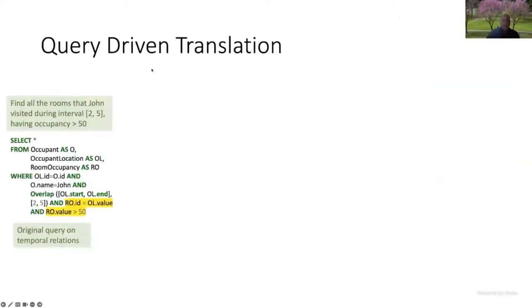So let's look a little bit more into query-driven translation. A user ends up writing applications at a higher level abstraction. So here is an example of a query which is saying, find me all rooms where John visited during this interval of time, having occupancy more than 50. Notice that occupancy is basically a derived attribute, or a dynamic attribute. Therefore, to determine if occupancy is more than 50 will require some sensor processing. Likewise, John's location is not known in advance, and that again will require sensor processing as well.